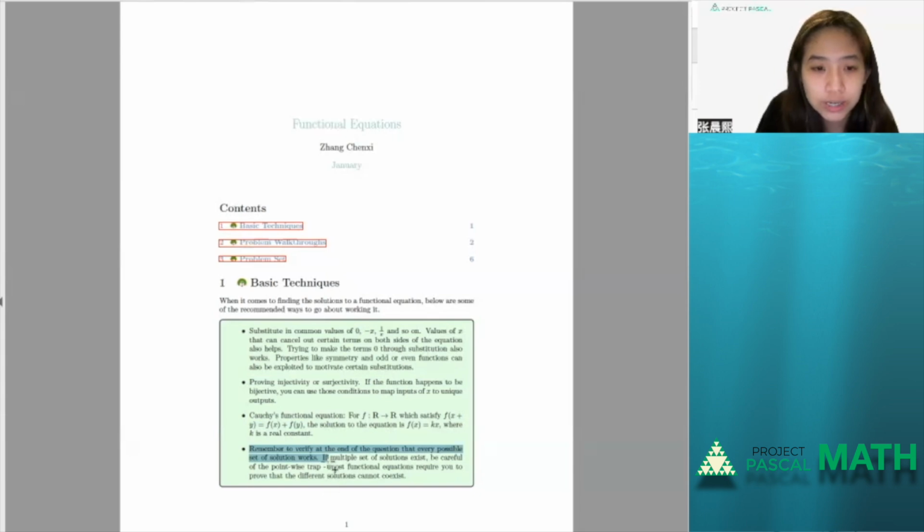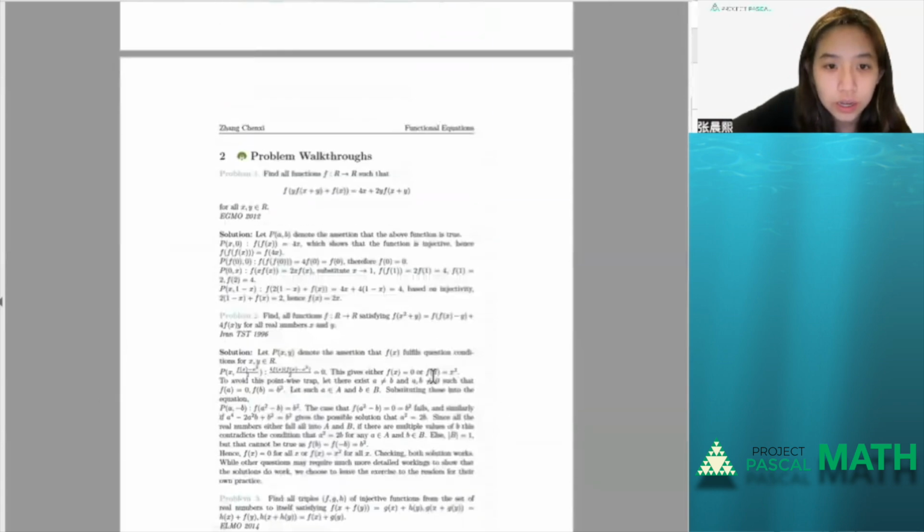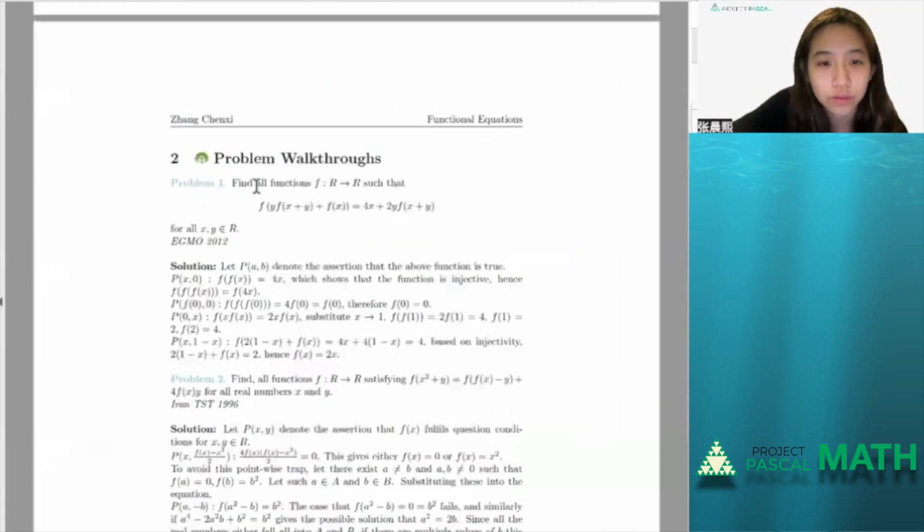If multiple solutions exist, you have to be careful of the point-wise trap, because most functional equations require you to prove that different solutions cannot coexist. So if they do coexist, you have to prove that they cannot by supposing that there exist two different sets, the first set for the first type of solution and the second set for the second type of solution, and then when they coexist, you get an error, and it doesn't really work out. Okay, so the first problem is EGMO 2012.